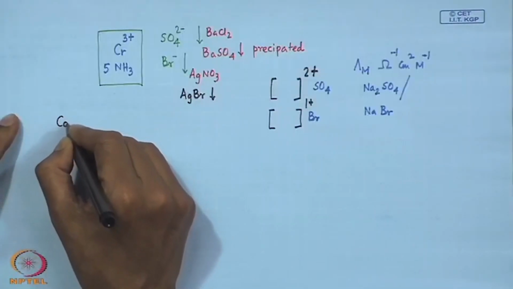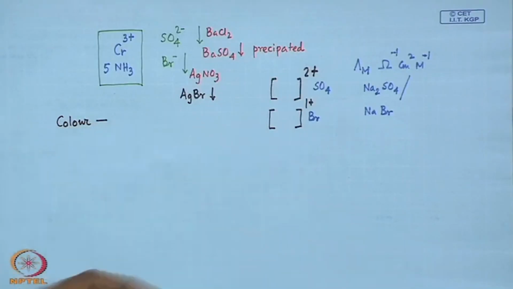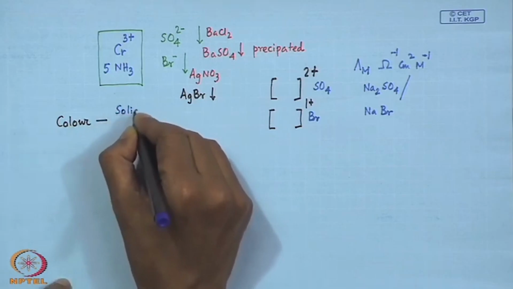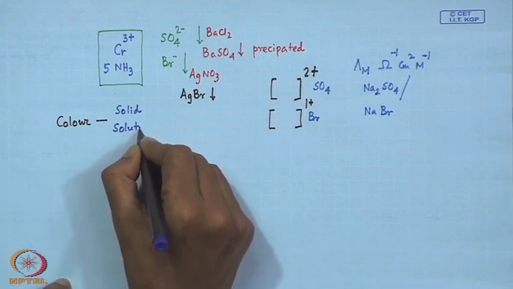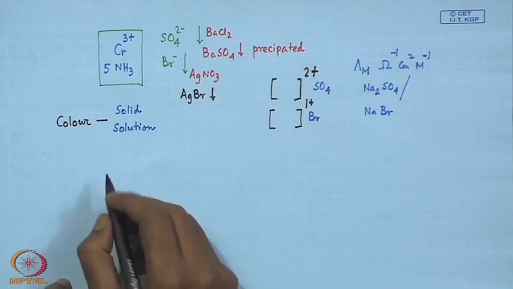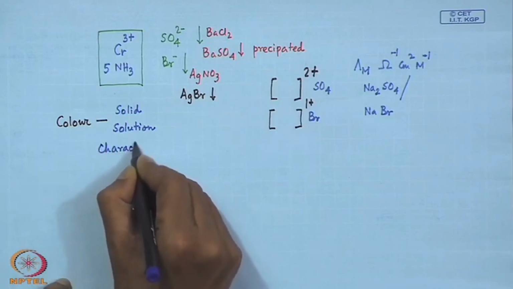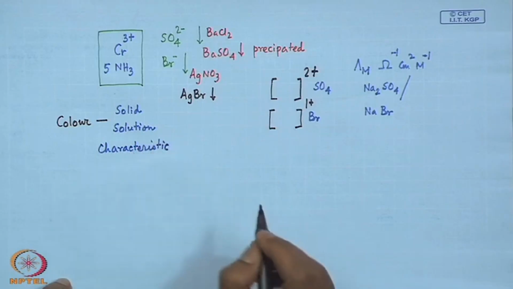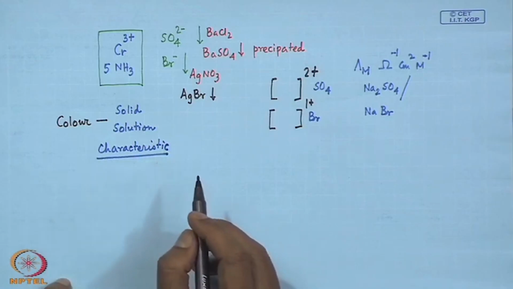So color is very much important. That means the color of the compound, both in the solid state as well as in solution, is very much characteristic for the identification of the nature of the compound.